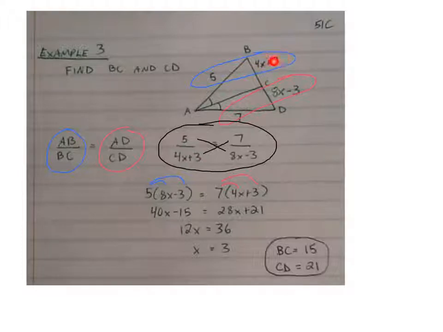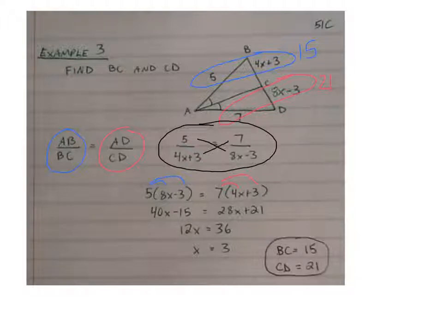So we know BC is 4x plus 3, so we can plug that in and get 4 times 3 plus 3, and that has a value of 15. So BC has a value of 15. And then we can plug x in to CD and get 8 times 3 is 24, minus 3 is 21. So our conclusion is that BC is 15 and CD is 21.